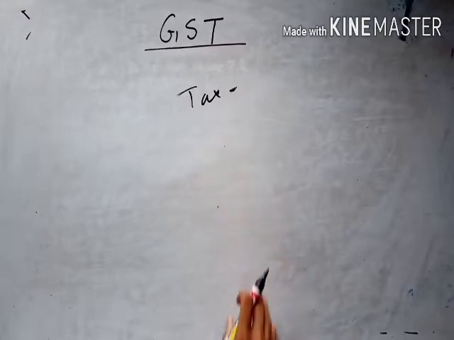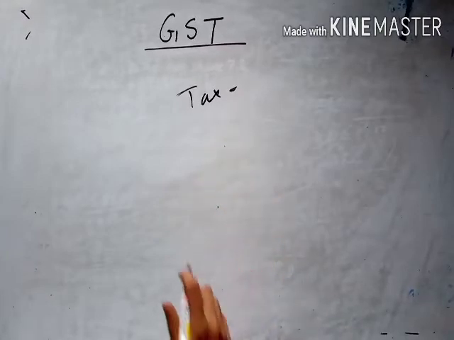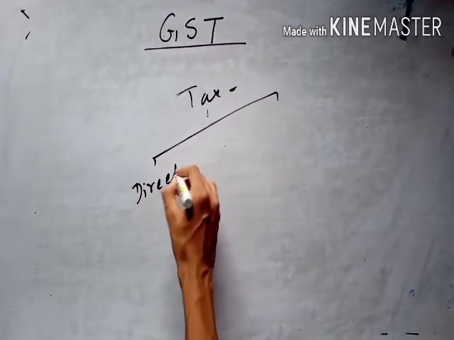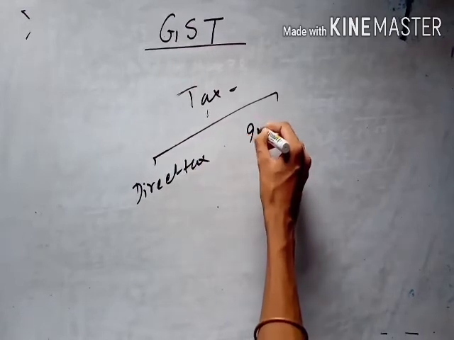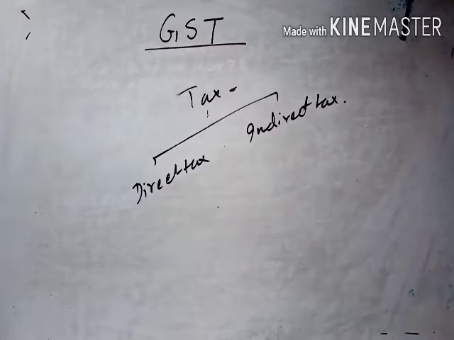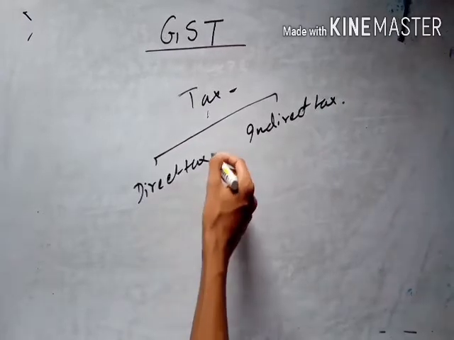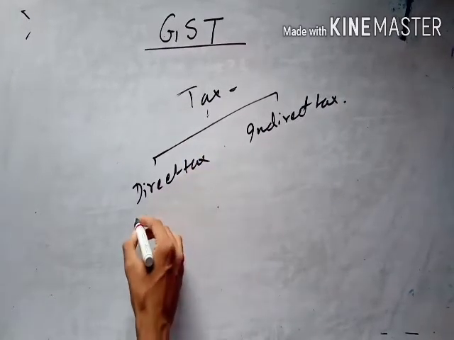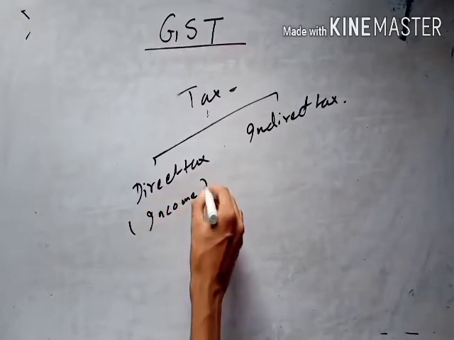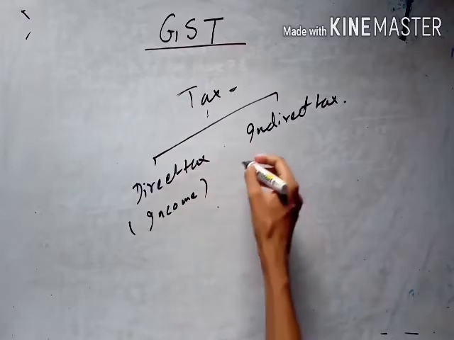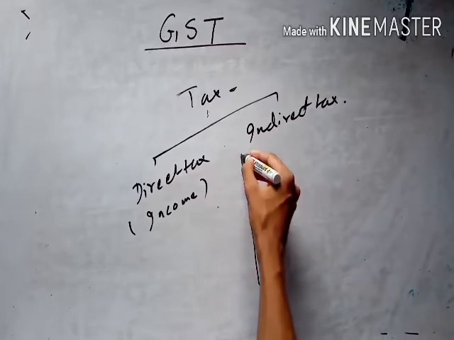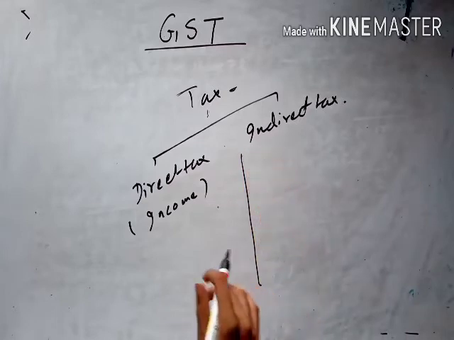Now, in India, there are two kinds of tax, which are called direct tax and indirect tax. Direct tax is subject to income. And what about the indirect tax? So let's see what those indirect taxes are.